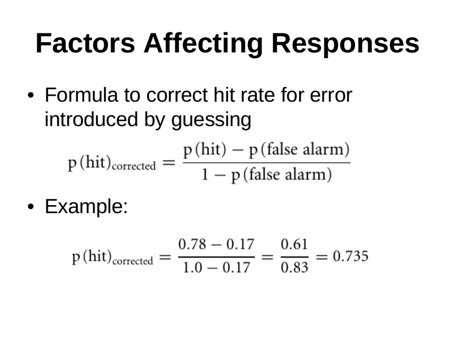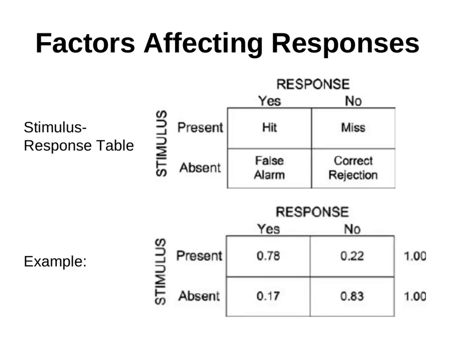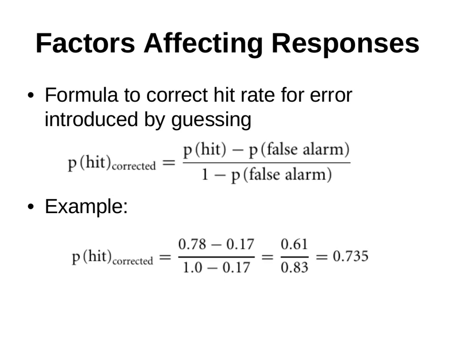Okay. So the problem is the guessing. If we have a hit rate of 78%, like in the example, we have to really compensate for the guessing, for those false alarms, and there's a formula to do that, to adjust for the guessing effect. Our corrected rate is the hit rate minus the false alarm rate, divided by 1 minus the false alarm rate. If you input the numbers from the example, the actual hit rate is reduced to about 73.5%.